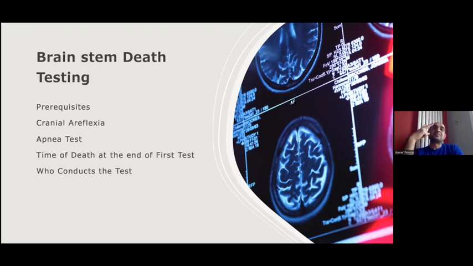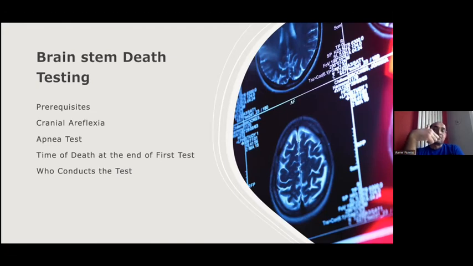Usually the brainstem testing is done at 2 times. At the end of the first test is the time of death. After that, they give the patient some time for all the parameters to come back to normal, and after 30 to 40 minutes, they do another test. As I said to you, it has to be done by 2 people. One is an ITU consultant, and the other is a doctor who has a GMC registration of at least 5 years, and they should not be part of any retrieval team or transplant team. So this is important. It is a very common question.